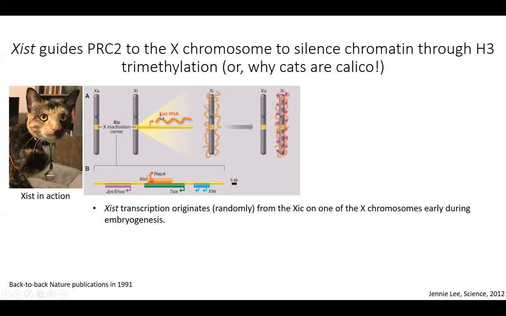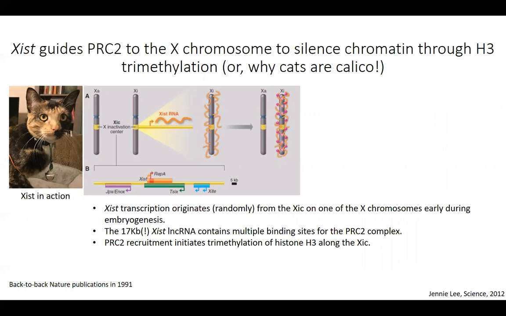We transcribe this XIST RNA very early during embryogenesis, so we have to silence one of these X chromosomes pretty early on. This XIST lncRNA can be 17,000 nucleotides long, which is a pretty long RNA. It's going to contain binding sites for a protein complex called the PRC2 complex. Just hang out, and we'll talk about that in a second.